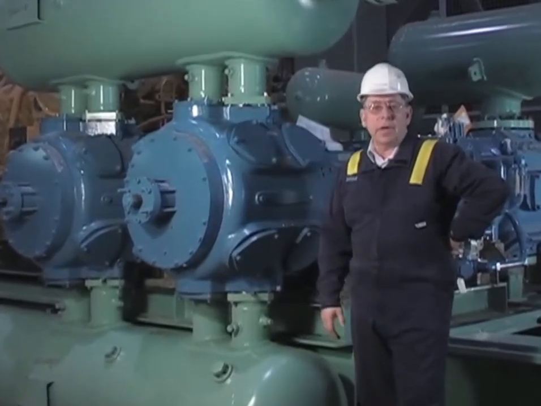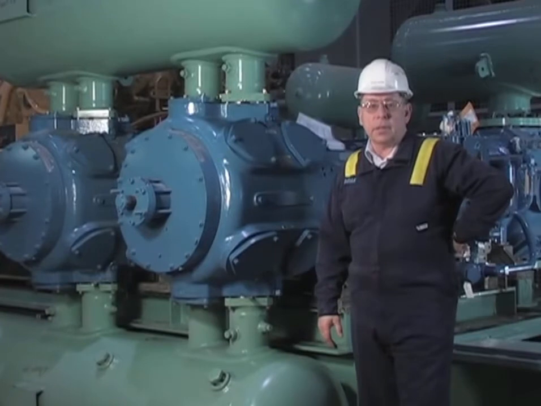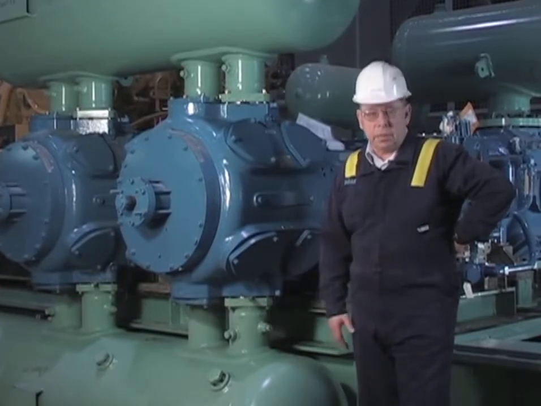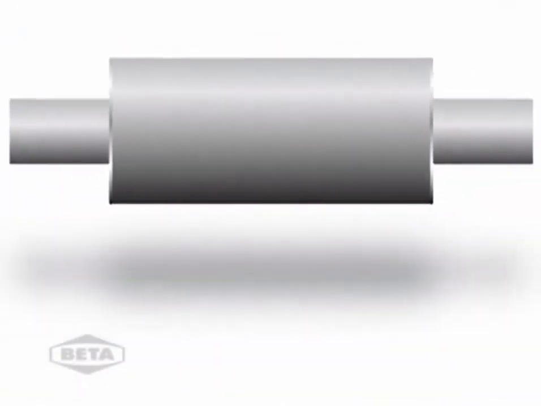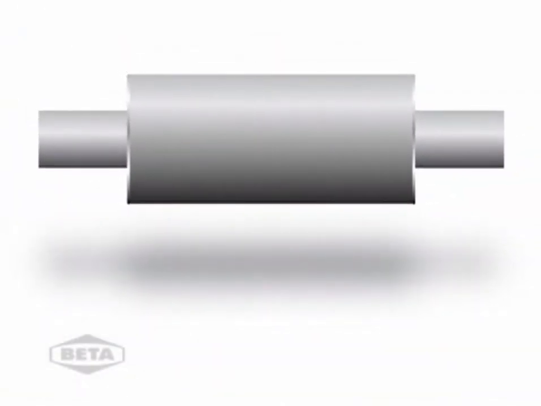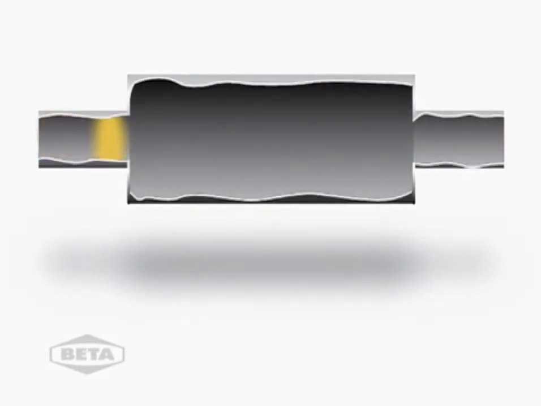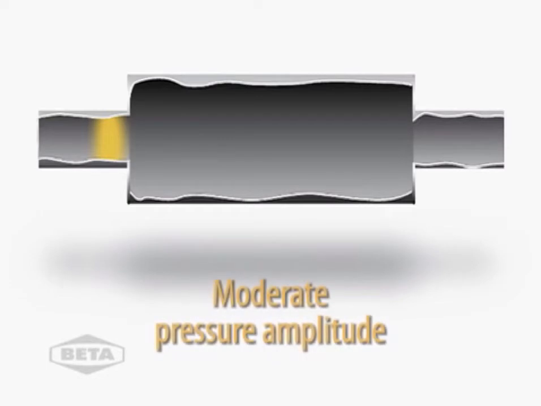Each wave can be greatly amplified due to a phenomenon called acoustical resonance. Here's a very simplified example of acoustic resonance. Let's follow the progress of a pulsation wave as it travels along a pipe and through an open leg or vessel. The yellow wave indicates moderate pressure amplitude. The wave is traveling at the speed of sound.